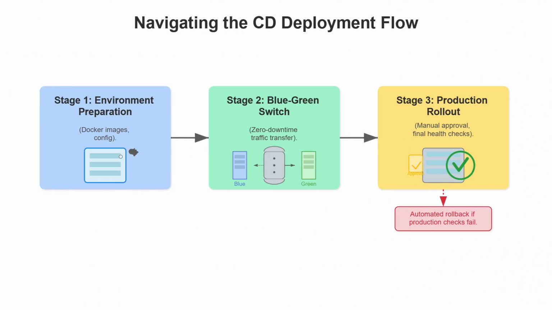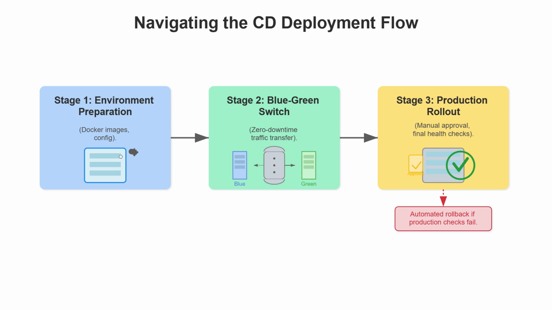Let's walk through the actual deployment flow, stage by stage, once your continuous integration build is successful. The first step, environment preparation, is where the pipeline takes the validated CI build and prepares it for deployment. This means creating and tagging Docker images with the correct versions and injecting any environment-specific configurations needed for staging or production. This ensures that your application behaves exactly as expected in each environment.